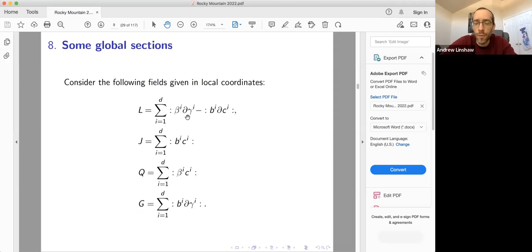This is the Virasoro for the beta gamma system. This is the BC system. This is in W, but I think of this now as a local element, a local section of the chiral de Rham complex in local coordinates. Okay, then I can write down this field J.